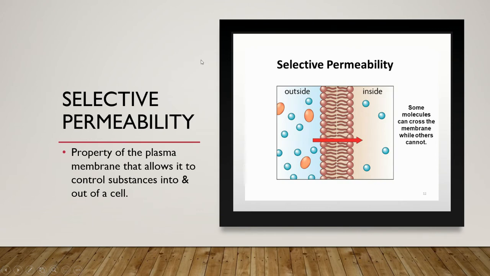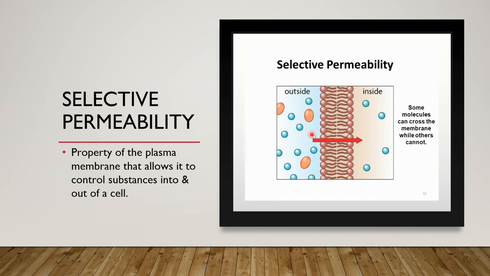One thing we need to know about the cell membrane is that it is selectively permeable. Selective permeability is just a term or a property of the plasma membrane that allows it to control substances into and out of the cell. It is very consistent in what happens. As you can see, if you look at the blue molecules, they are easily able to pass from the outside of the cell to the inside of the cell. And if you notice these orange molecules, they are a little bit bigger. They cannot fit through the cell membrane due to the size and maybe their charge.